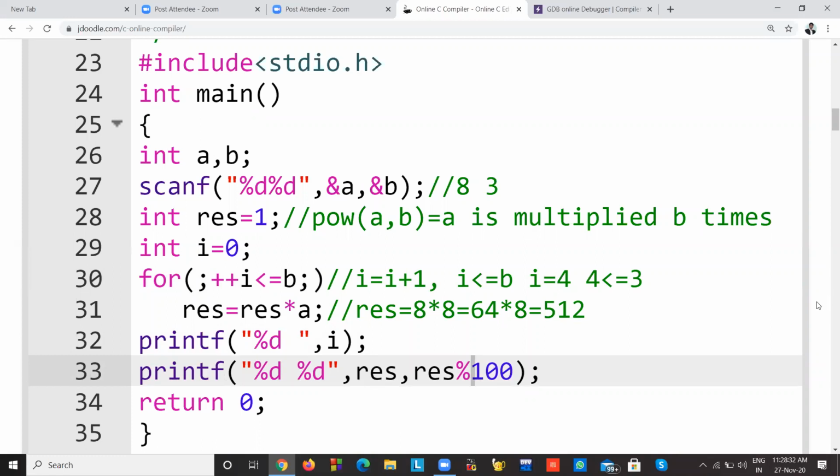What I want to convey here is we can use pre-increment and post-increment in the test condition also, no problem. Okay, you can use it here also, but when using it, be careful, make sure it does not affect the actual computation.